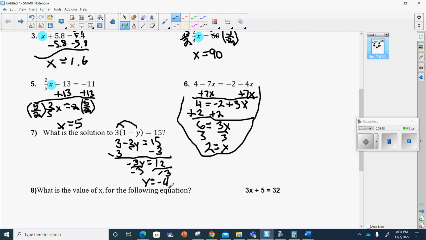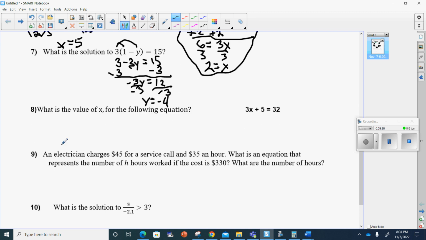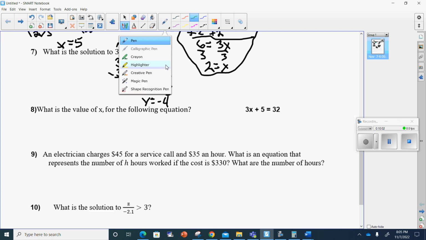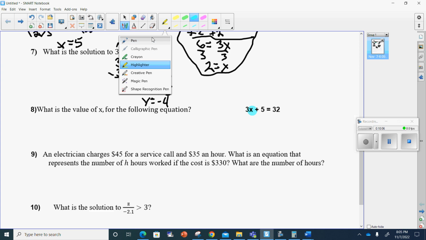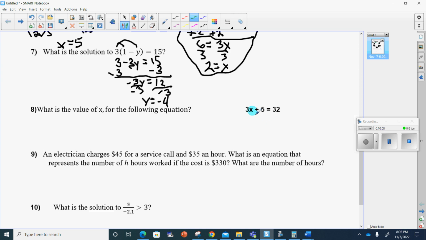All right, let's go to number 8. It says, what is the value of x from the following equation? Well, if I was to go ahead and do this, once again, I'm looking for x right here. Okay, that means I'll have to subtract 5 from this side. Remember, I'm trying to isolate my variable here, and I got to follow PEMDAS backwards.